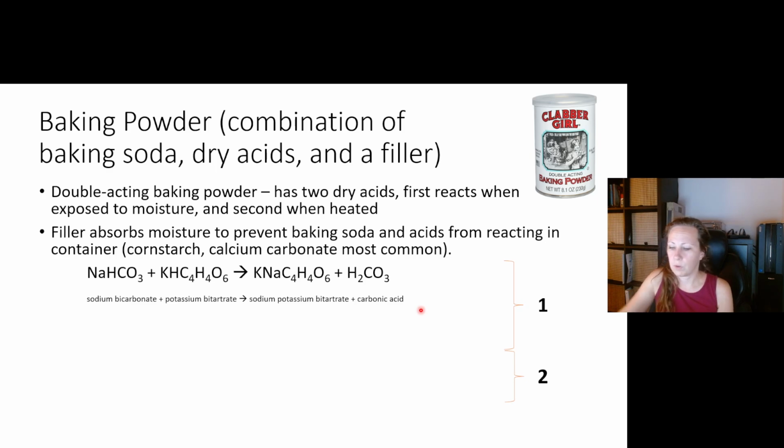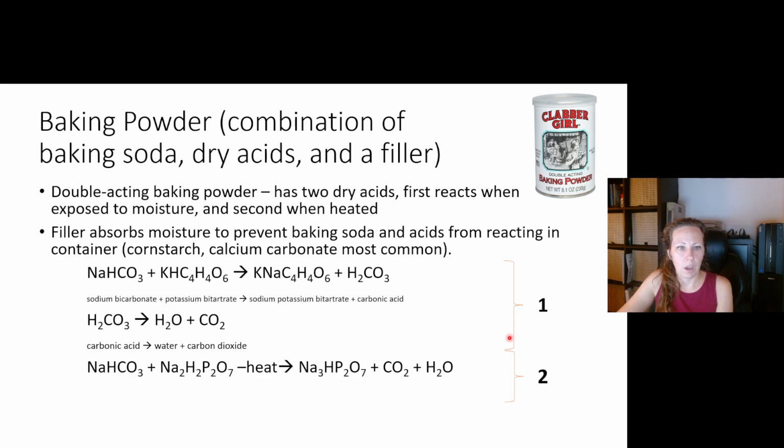So this is all in the first part of the double acting baking powder, but it has 2 steps. Okay. So there's an initial reaction that forms carbonic acid. Okay. And then the carbonic acid breaks down to form water and carbon dioxide. Okay. And so this first part of the double action produces about half of the carbon dioxide in double acting baking powder.